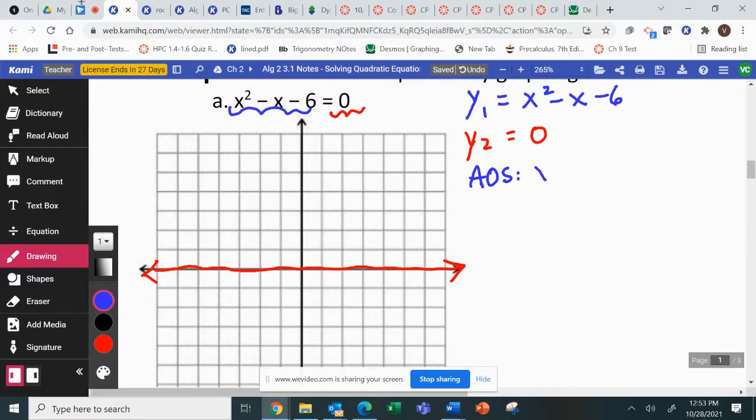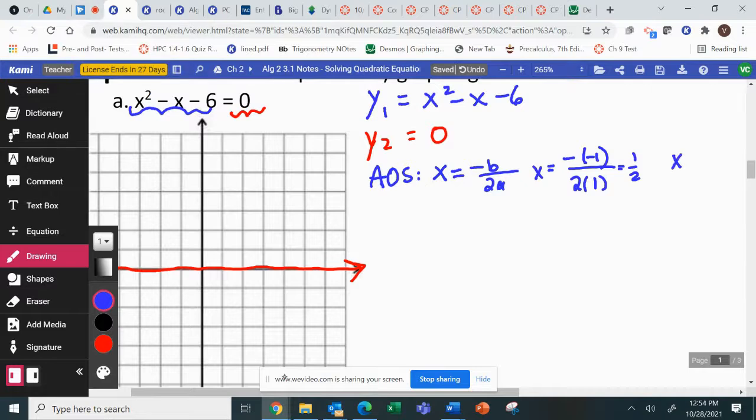Axis of symmetry, we have a formula. X equals, anybody remember? Negative b over 2a. We need to know that. That's coming back. So x equals negative, and then b is negative 1, over 2 times 1. So I get a half. X equals a half is my axis of symmetry. So I'm going to go over my graph, and at 1/2, there's my axis of symmetry.